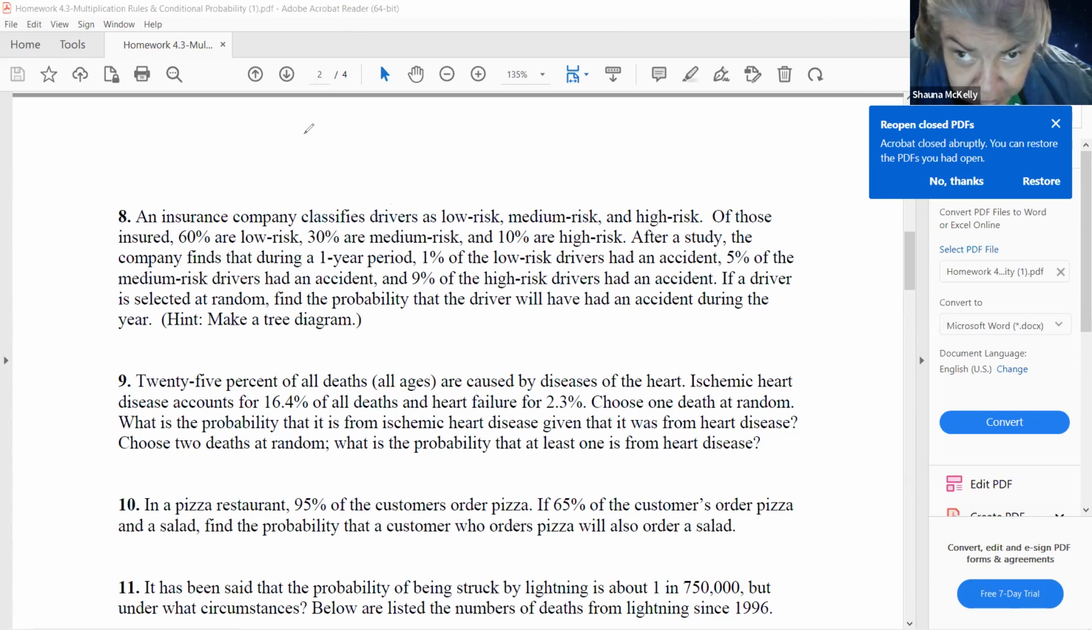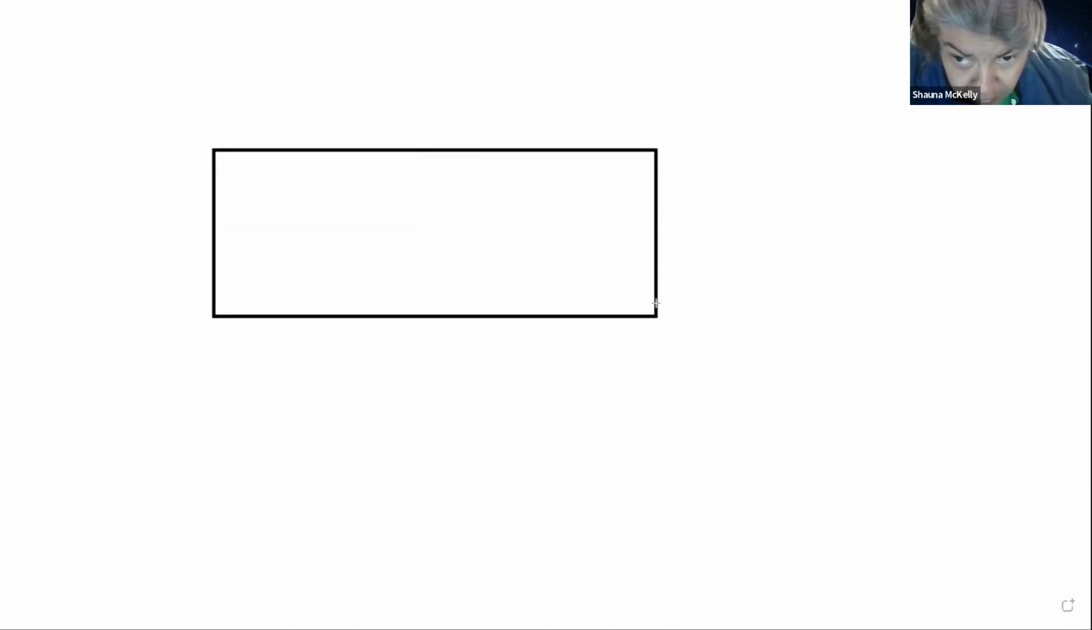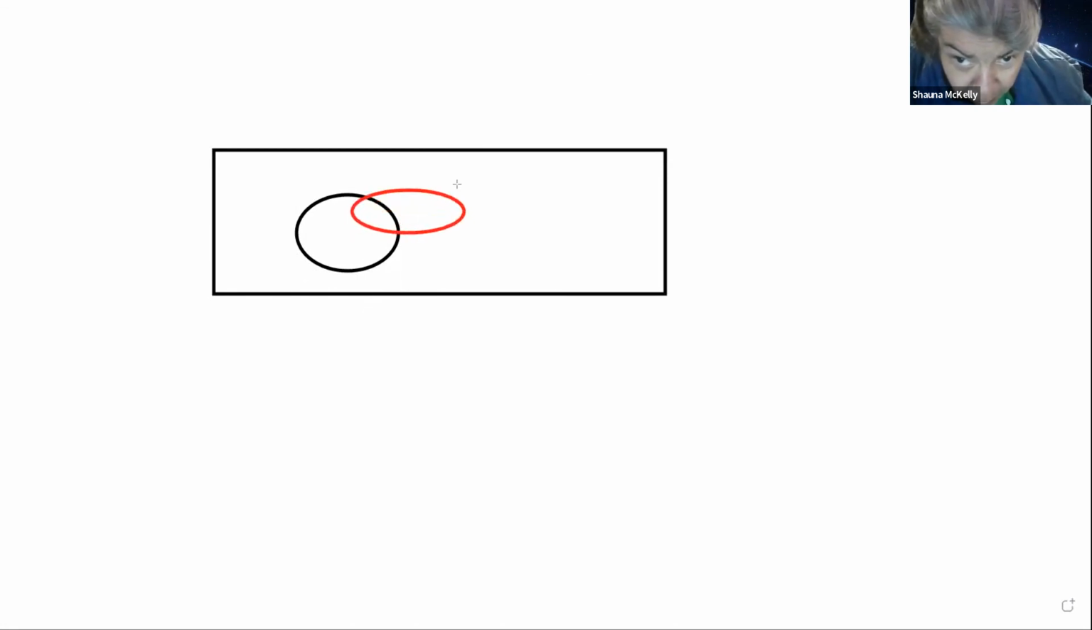I'm going to use a Venn diagram technique, which is that thing that looks like a rectangle with circles inside. Here's my box, and here's a circle. Okay, this is our pizza circle. And then we have a circle that's salad. Now they overlap because some people order both.